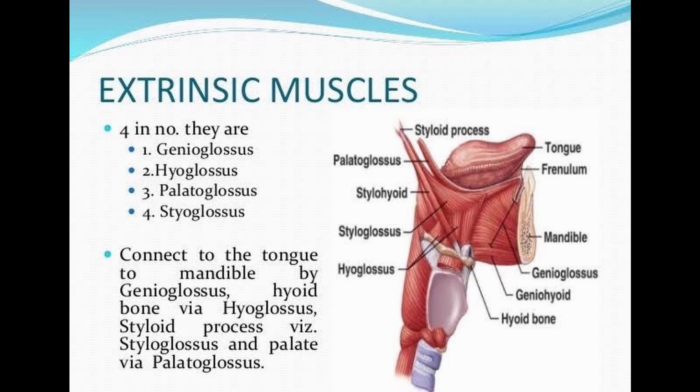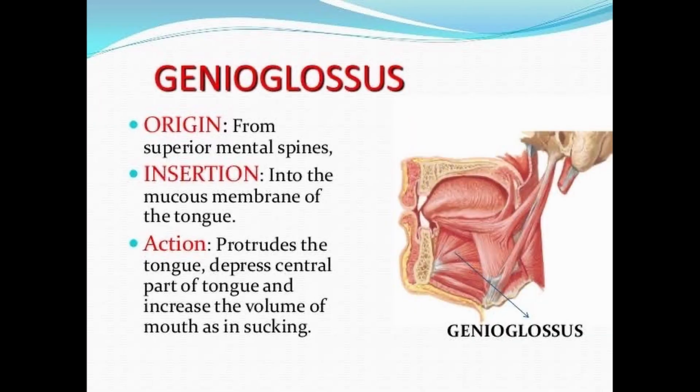So firstly we talk about genioglossus. It takes origin from the superior mental spine. As you can see on the diagram, this is the genioglossus. It takes origin from the mental spine and it is inserted into the mucous membrane of the tongue. And the action of it protrudes the tongue, depresses the central part of the tongue and increases the volume of the mouth as in sucking. So this is the genioglossus.